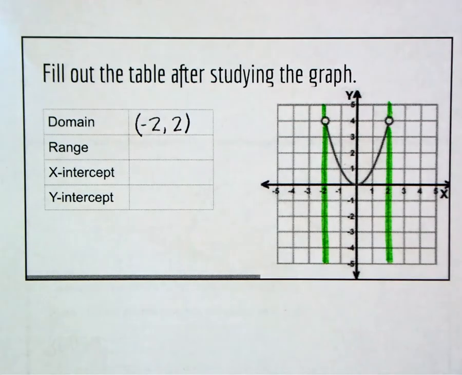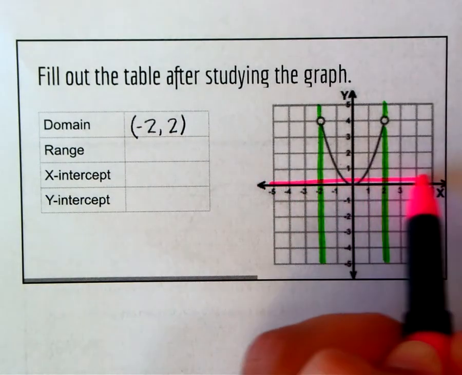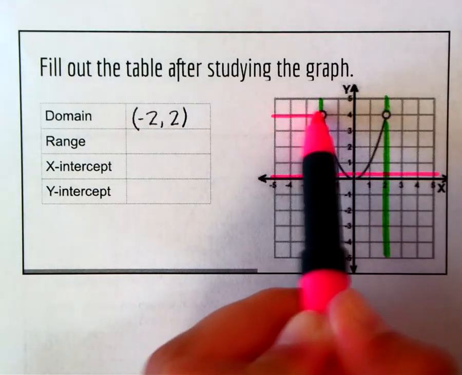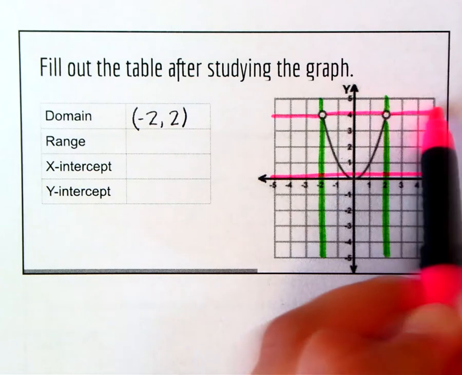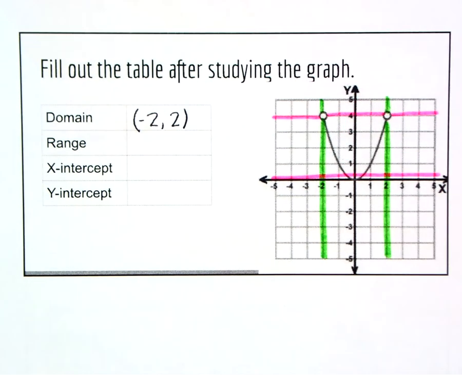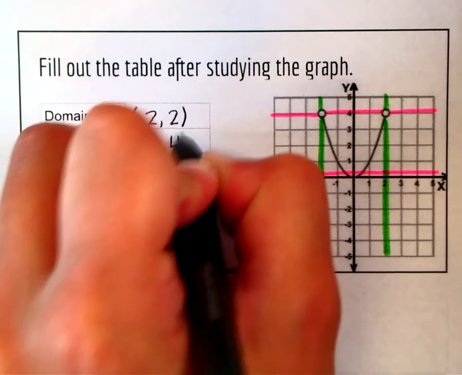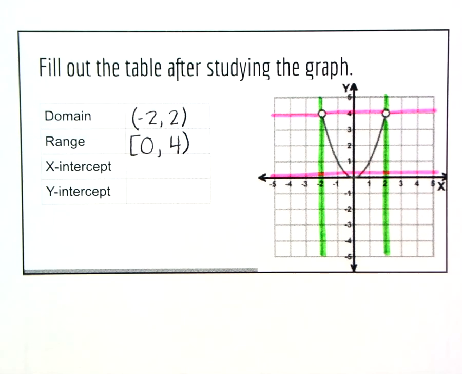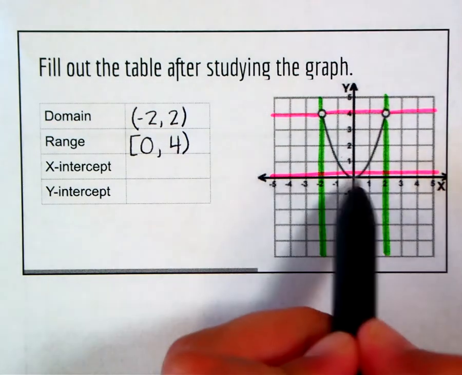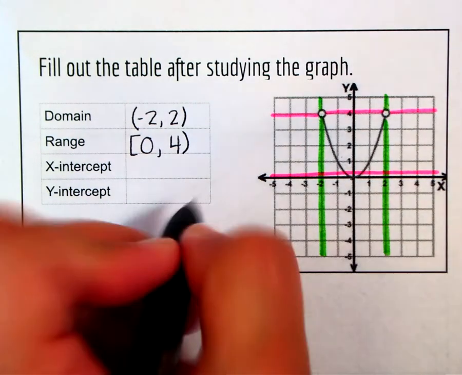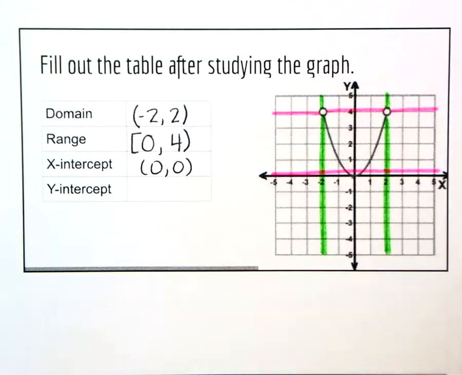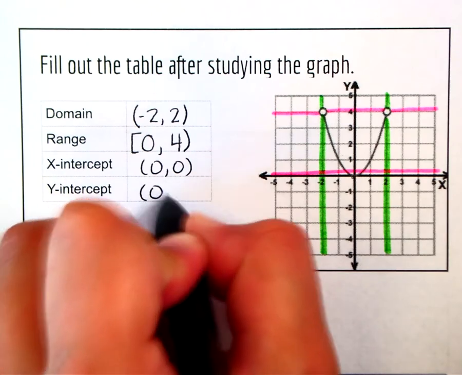Range is bottom to top. The bottom of my function, that y value is 0. The y value on the top is 4. The 0 is going to be a bracket, and the 4 is going to be parentheses. X-intercept, so where it touches or crosses that x-axis, actually at the origin, so it would be 0, 0. And same thing for y-intercept.